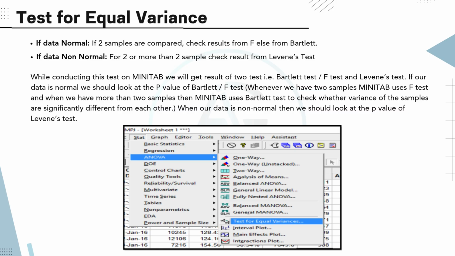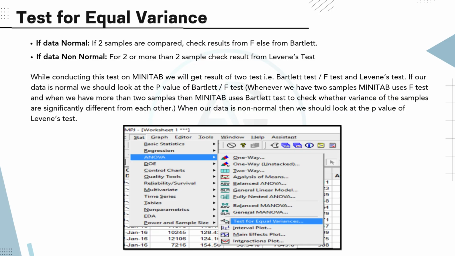If your data is normal, when comparing two samples, look at the F-test results. When comparing more than two samples, rely on the Bartlett test. If your data is non-normal, regardless of the number of samples, use Levene's test, which is more robust against deviations from normality. Now, when using Minitab, you'll get results from both the Bartlett F-test and Levene's test simultaneously. So, how do we interpret them?